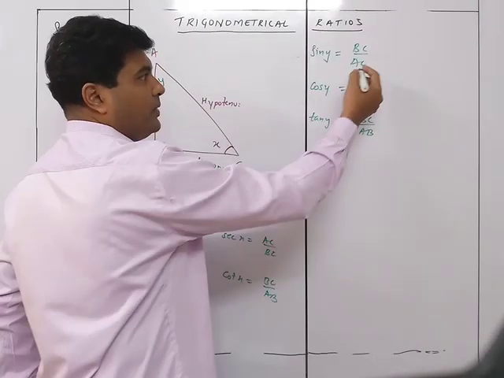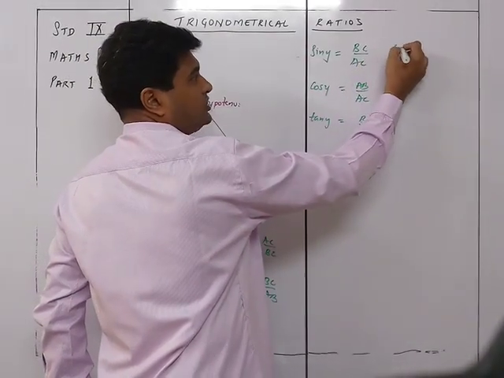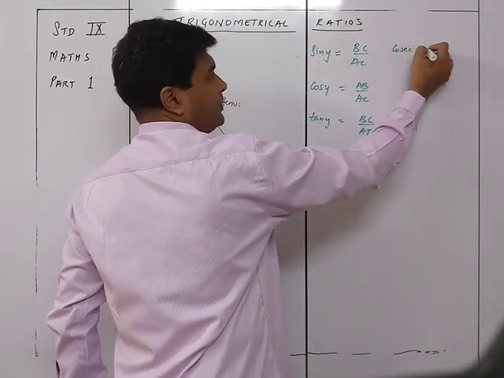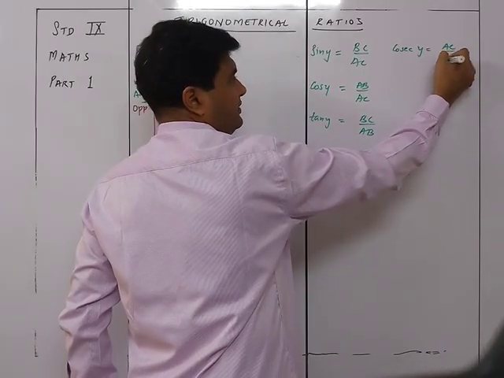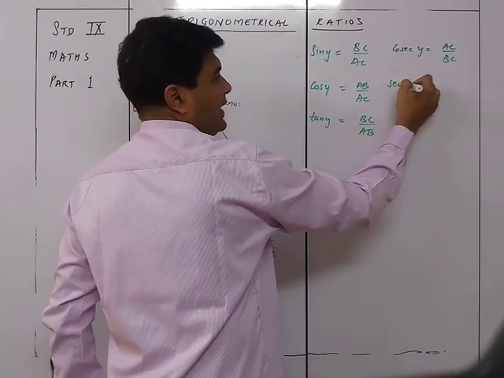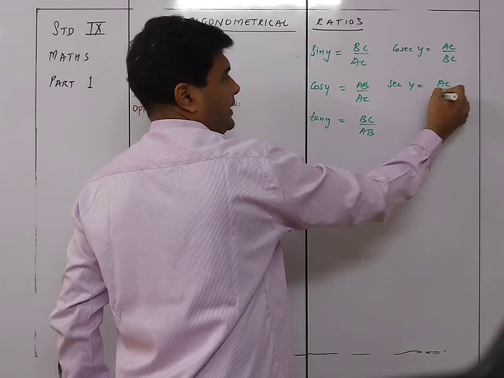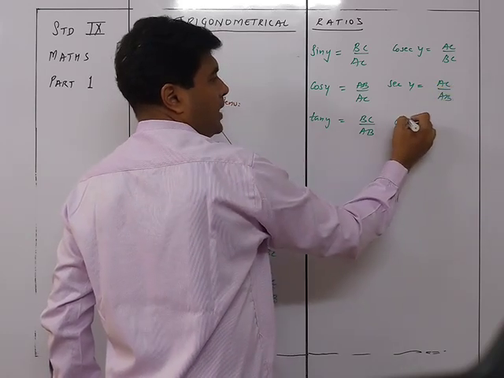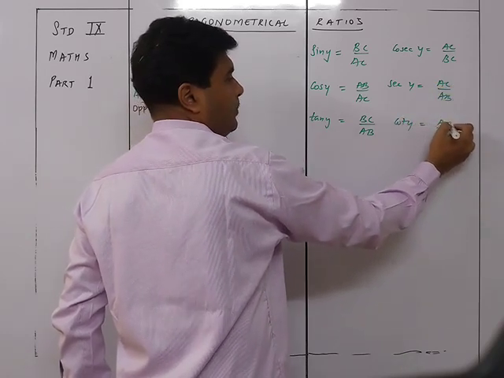So accordingly, we have over here cosec y is equal to AC upon BC, sec y is equal to AC upon AB, and cot y is equal to AB upon BC.